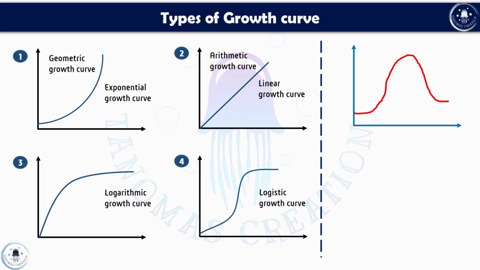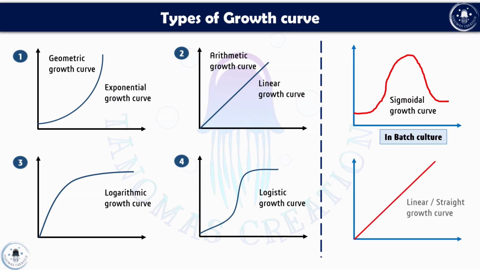Other than this, there are two other curves which we can see. That is the sigmoidal growth curve. This is commonly seen in the batch culture, and this one is the linear or straight growth curve, as we have studied in our second type of growth curve. This is also very common, and it is mostly seen in the fed batch culture. So in total we can say there are five growth curves that we see commonly.